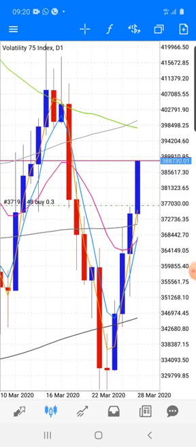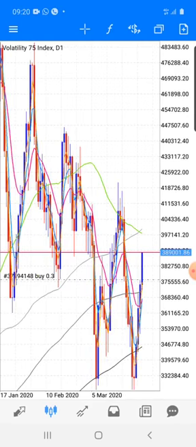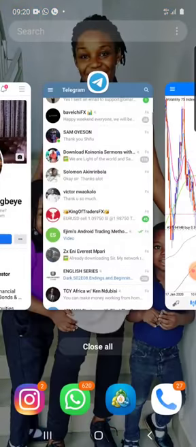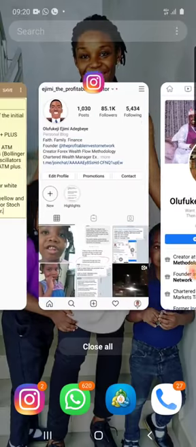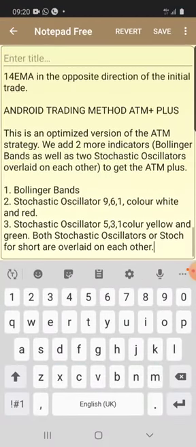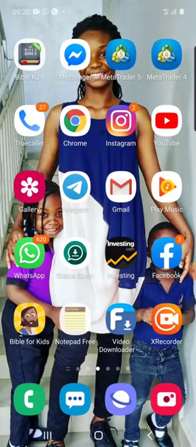Now, for those of you who already have the free ATM strategy, there are just three more indicators that we will be adding to this strategy. All right. So the Android Trading Method Plus, ATM Plus, is an optimized version. We add two more indicators, Bollinger Bands, as well as two stochastic oscillators overlaid on each other to get the ATM Plus. So let me quickly set them up, the Bollinger Bands.